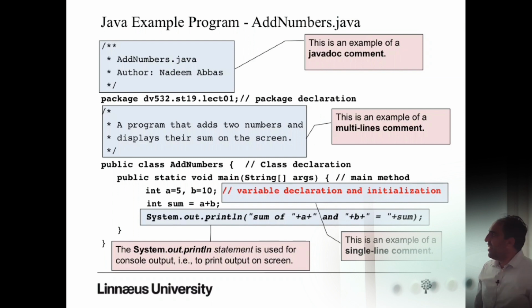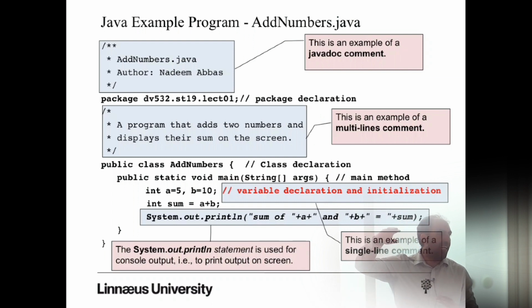And then you have multi-line comments. For example, if you have like 10 lines as a comment, instead of putting this forward slash on every line, you can just follow this multi-line comment style. Okay, and then there are comments for the Java documentation.